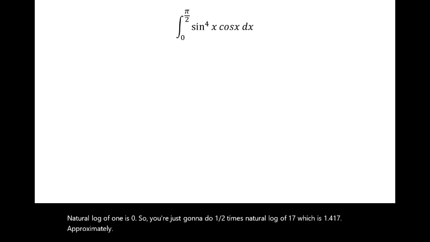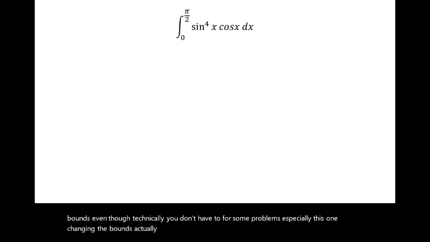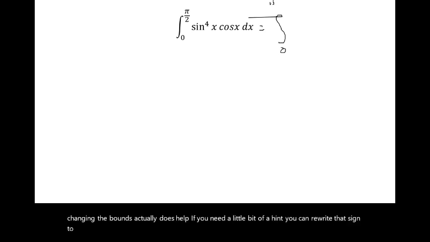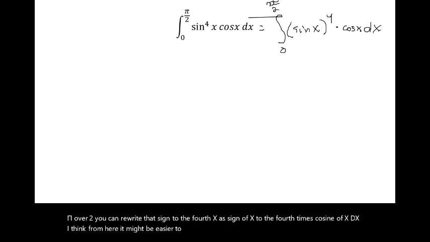I highly encourage you guys to try this one on your own, and I highly encourage you to change the bounds. Even though technically you don't have to, for some problems, especially this one, changing the bounds actually does help. If you need a little bit of a hint, you can rewrite that sine to the fourth x as sine of x to the fourth times cosine of x dx, with bounds from 0 to pi over 2. I think from here it might be easier to see what the composition is and what the inside function is. So go ahead and pause the video and try this one on your own.